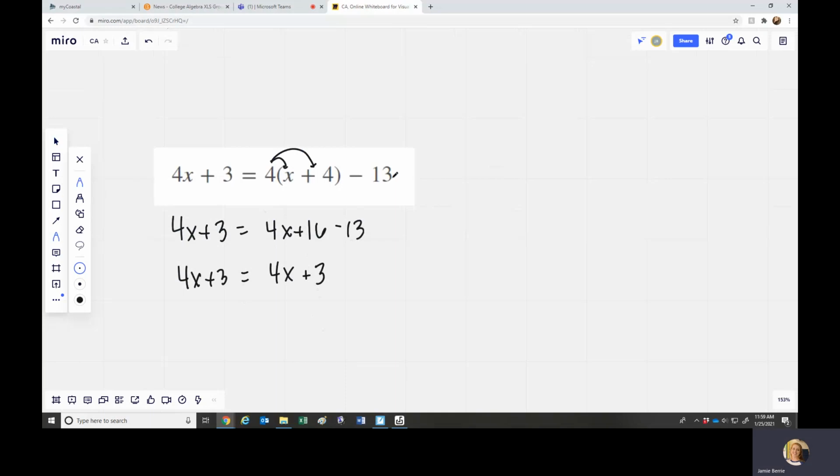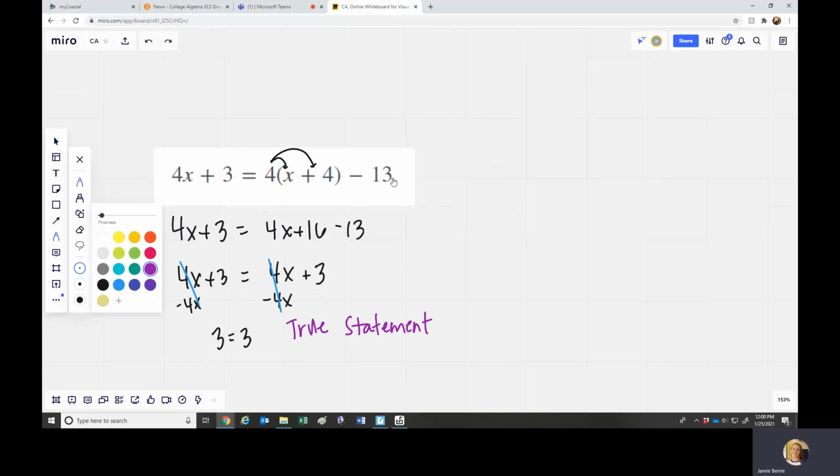You may be able to tell what's happening at this point, but we'll go ahead and we're just going to move the 4x over. All right, what happens to the 4x's? They cancel on both sides, and you end up with 3 equals 3. Now this is a true statement. So if you end up with something like this that's true, then you know that the answer is infinite solutions.